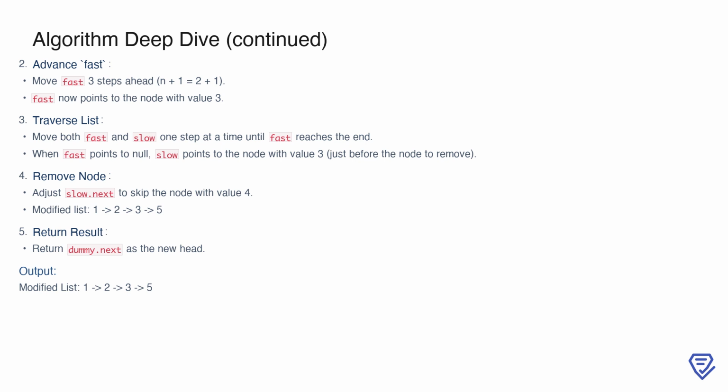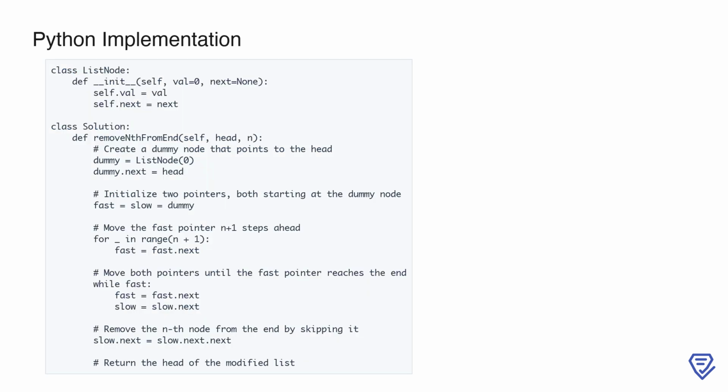space. To solve the problem of removing the nth node from the end of a linked list, we start by defining a simple list node class that represents each node in the list. It has two attributes, val to store the node's value and next to point to the next node. Then, in the solution class, we define the remove nth from end function. The first step is to create a dummy node with a value of 0. This dummy node points to the head of the original list and helps handle edge cases where the node to be removed is the head itself.